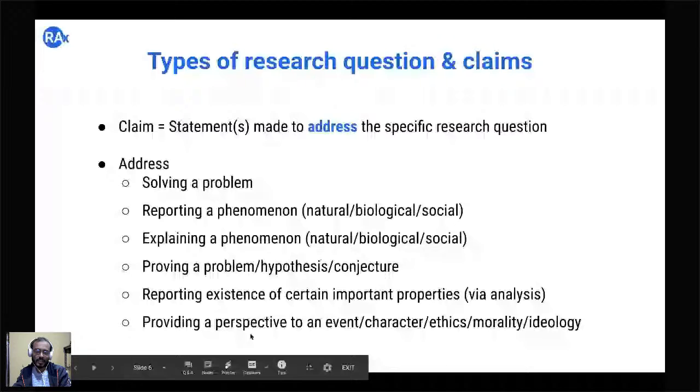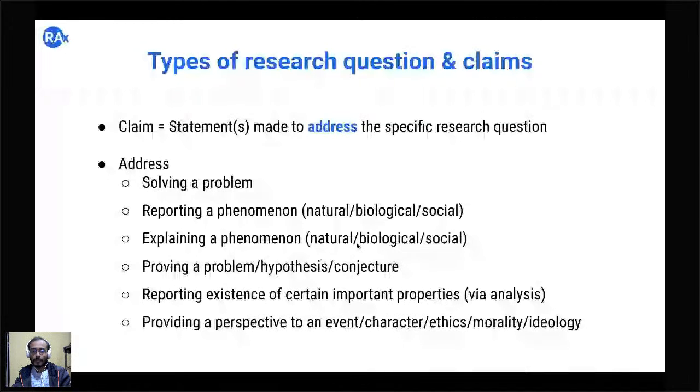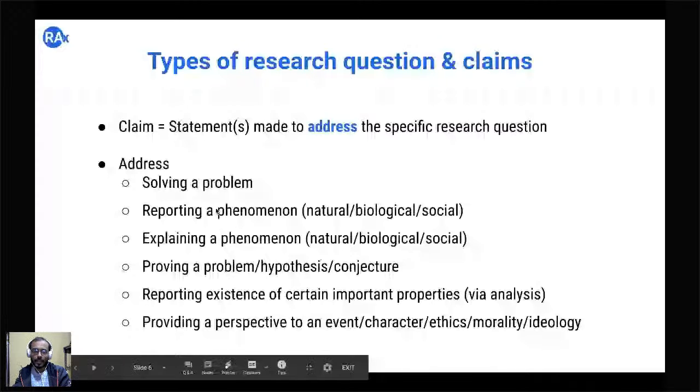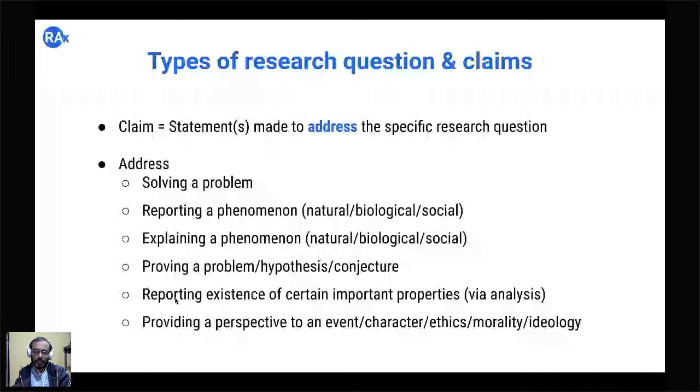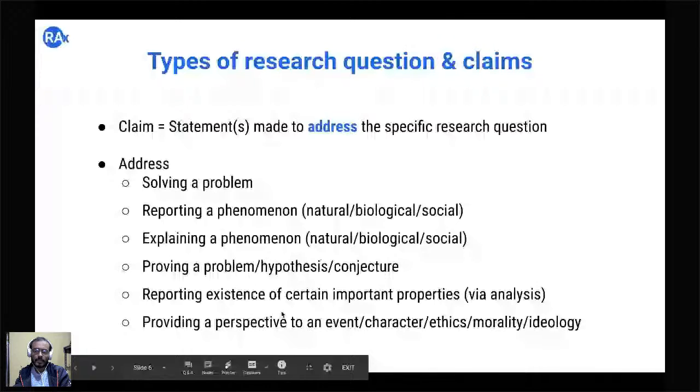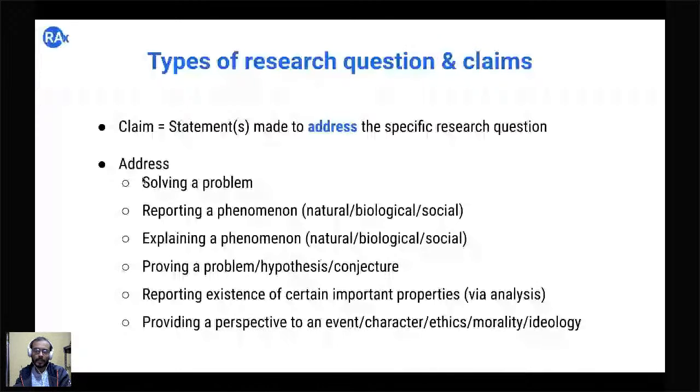Essentially, this is the addressing part. These are the six different types of research question and how you would be claiming something unique: either a unique solution, a unique reporting, a unique explaining, a unique proving, a unique reporting of the analysis or of the properties, or a unique perspective, right? That's where your original contribution would be, right?